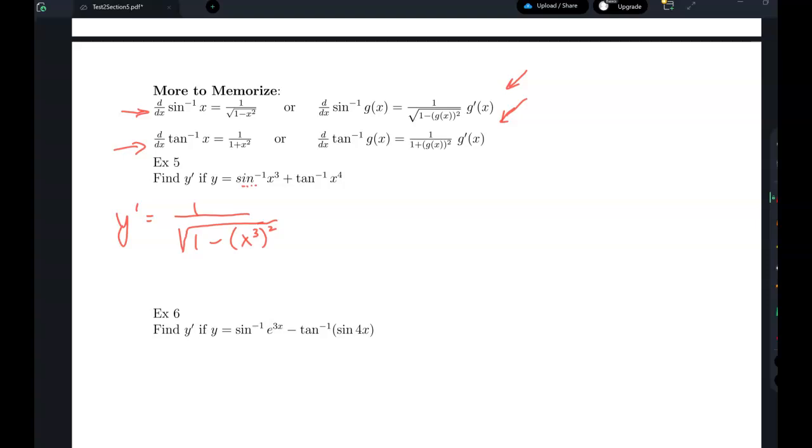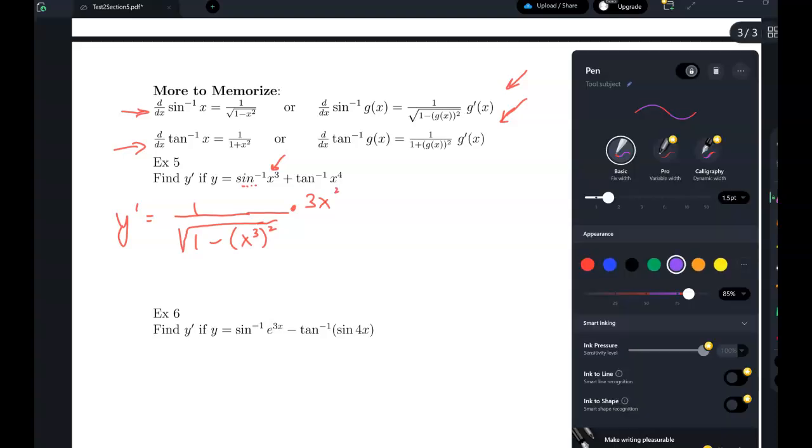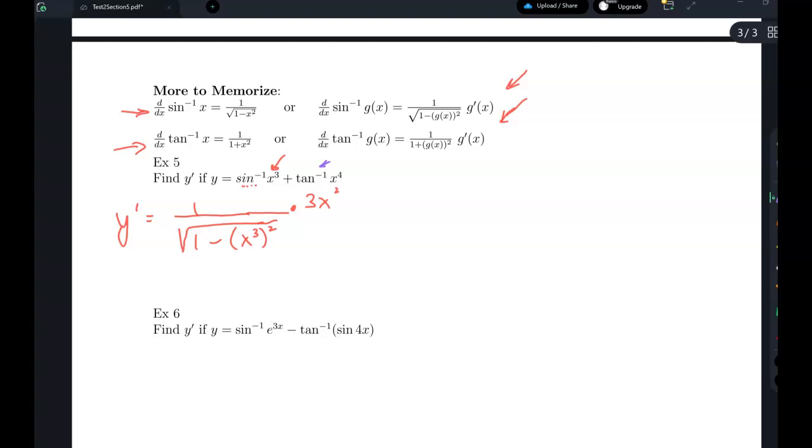And then we go take the derivative of stuff. So we multiply by 3x squared. So be careful with that. Okay, so let's go do the other one. The derivative of arctangent is 1 over 1 plus stuff squared. So I put the 4 in. And then I multiply by the derivative of x to the 4th, which is 4x cubed.